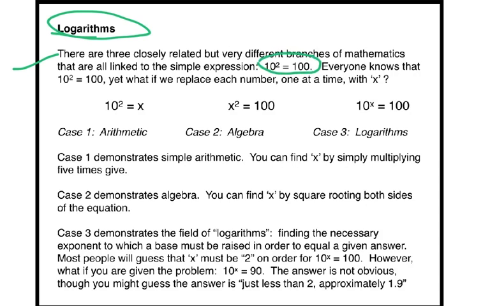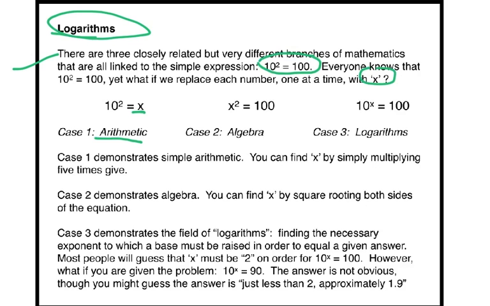squared equals 100. Everyone knows that 10 squared equals 100, yet what if we replace each number one at a time with x? For instance, what if we replace the 100 with an x? Then we have 10 squared equals x. Well, this is simply arithmetic. 10 squared is 10 times 10, which is 100. It's an exponent. This is part of PEMDAS.